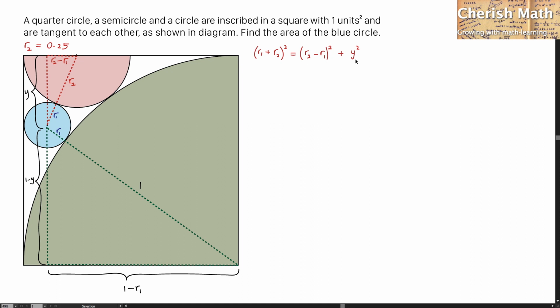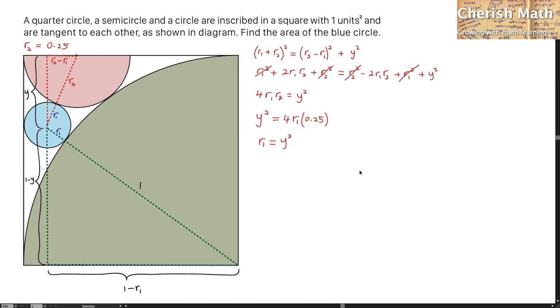From this equation, I'm going to expand the whole thing. R2 squared is cancelled. R1 squared is cancelled. Rearranging the equation, in the next step I will substitute the value of R2 that I got from the earliest working into this equation. And this is how it looks. In the next step, I'm trying to make R1 the subject. And this is R1 equals y squared.